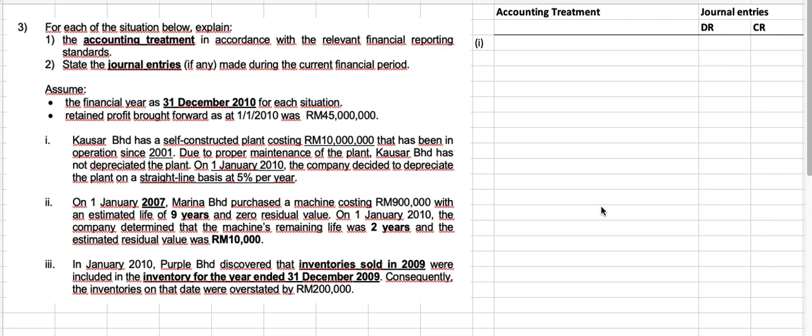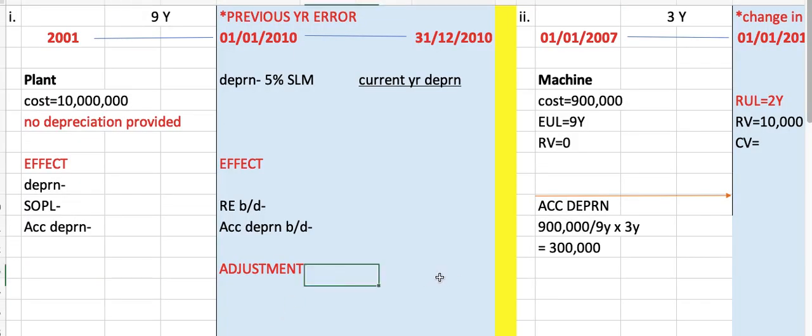The first one: Kausa has a self-constructed plant costing 10 million that has been in operation since 2001. Due to proper maintenance of the plant, Kausa has not depreciated the plant. On 1st January 2010, the company decided to depreciate the plant on a straight line basis at 5% per year. So let's look at the summary.